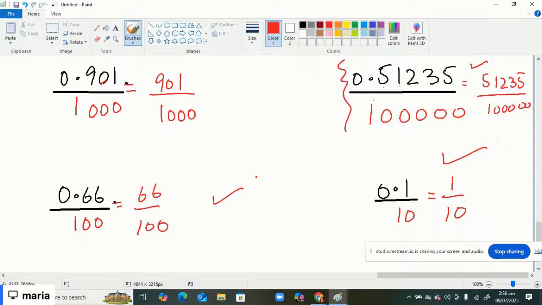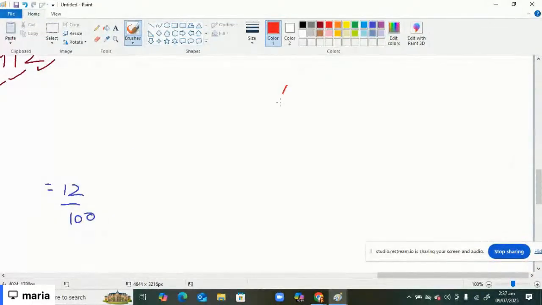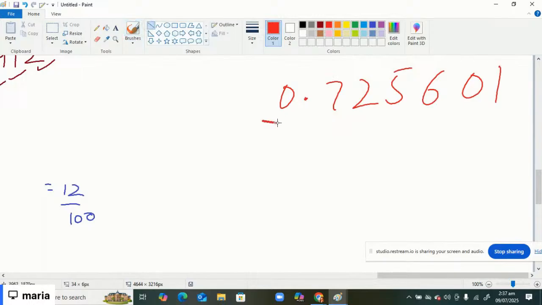You guys solve this question again on your notebooks. I'm going to write it down here, one question, then you guys tell me the answer. Okay? Solve it, everyone. This one, 0.7256601. Tell me the answer of this one. This is a very easy question. I'm going to write it here. You guys solve this question. Solve it and then tell me the answer in the chat.